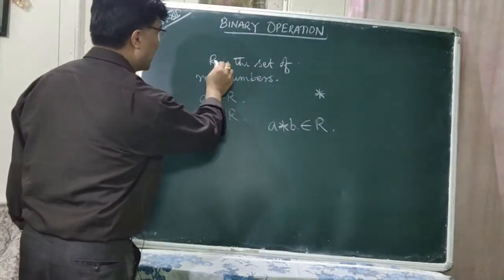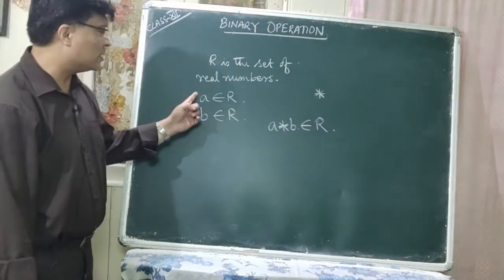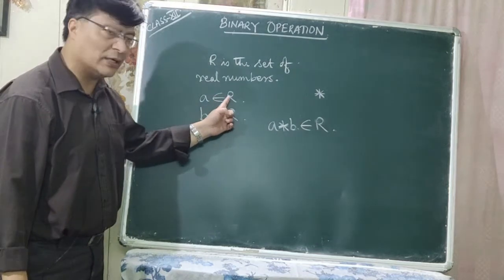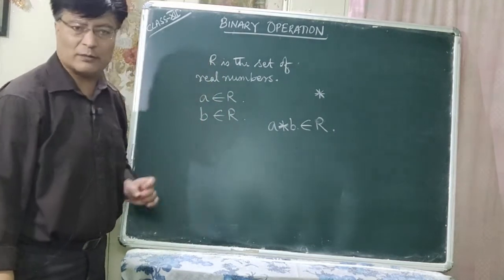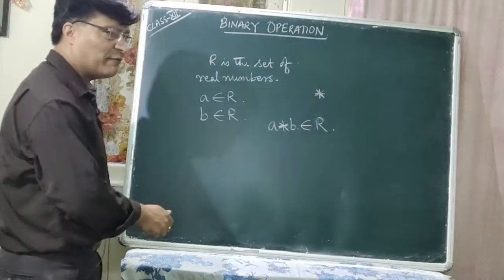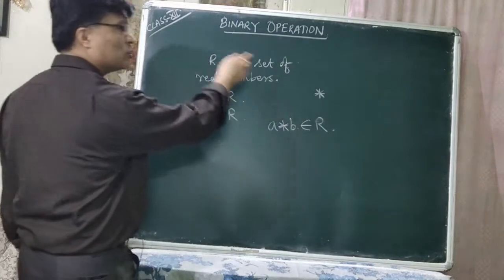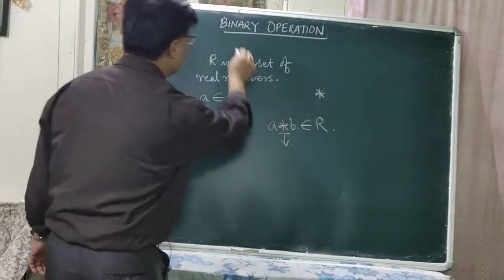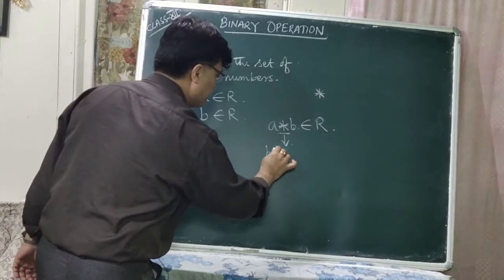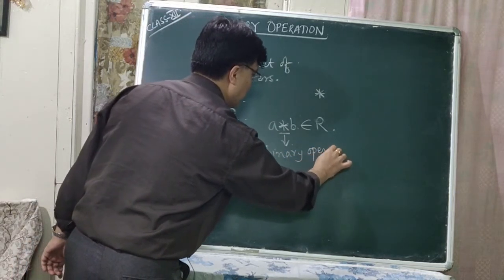So let us take R as the set of real numbers, and let us take two elements, small a belongs to the real numbers R, also b belongs to the set of real numbers R. So if you can find a star b which also belongs to the set of real numbers, then this star is known as what? Binary operation. This star is known as binary operation.